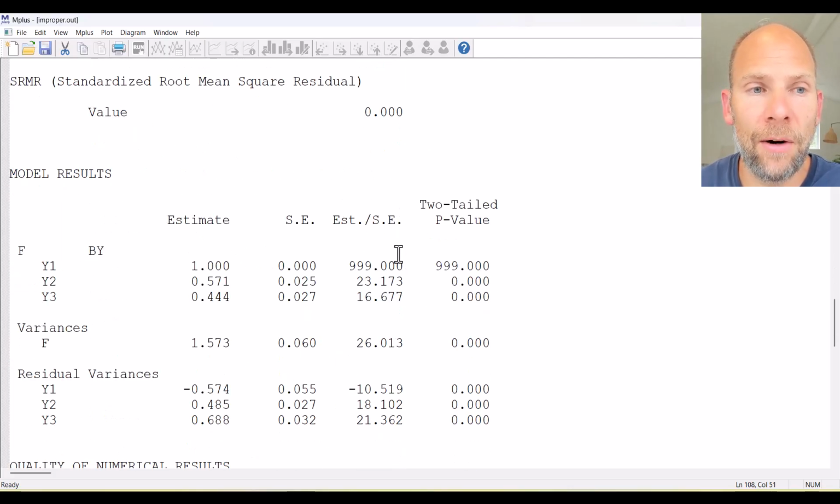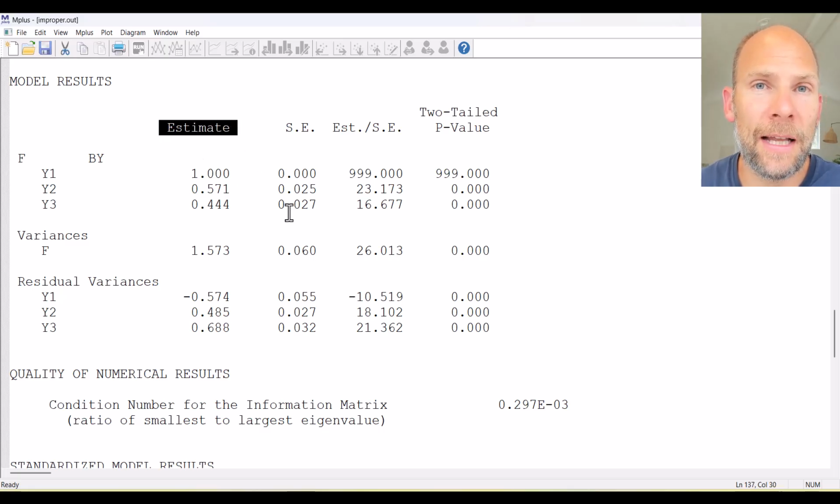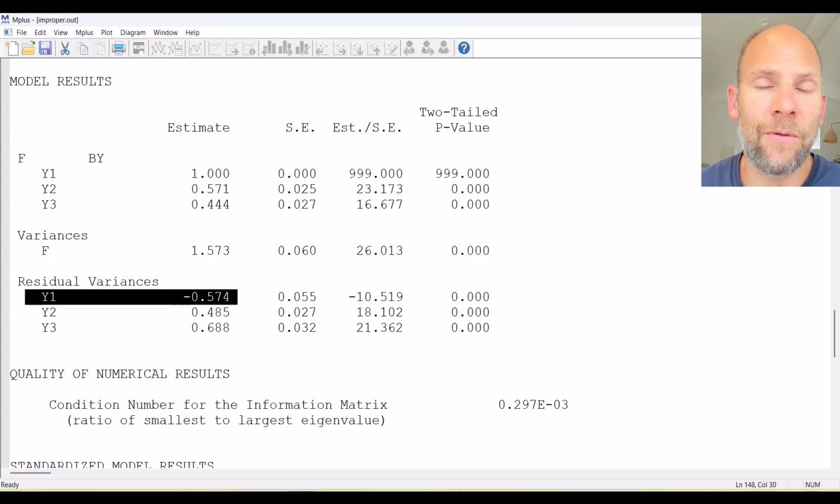So let's go down. Let's take a look at the model results. And here you can see, when you look at the estimate column where we get the point estimates for our parameter estimates, that we have a negative residual variance for y1, negative 0.574. And so that is the estimate that is offending here. So this is something that is not meaningful.